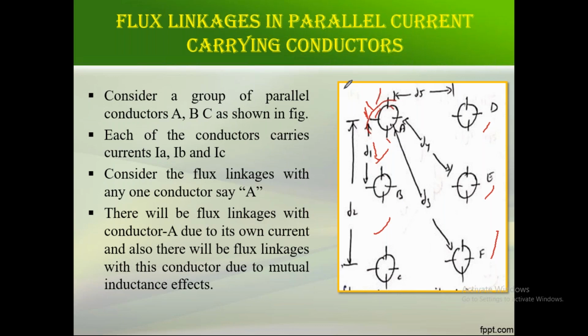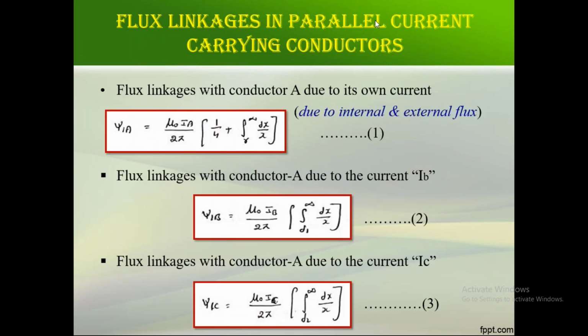Now, if you observe this circuit, I am placing different distances among the conductors. The distance between A and B is denoted by D1, A and C by D2, then D3, D4. So I am placing those five distances, right? Now, using these distances, we have to derive the flux linkage with respect to conductor A, right? So this is the flux linkage of conductor A alone.